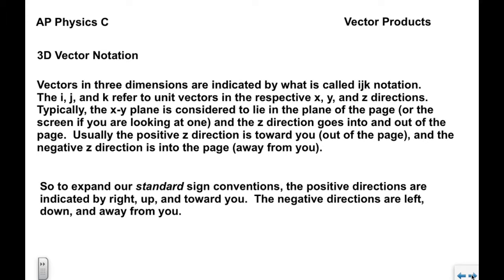But to expand our standard sign conventions, positive direction is indicated by to the right, up, and towards you. The negative direction is left, down, and away from you.